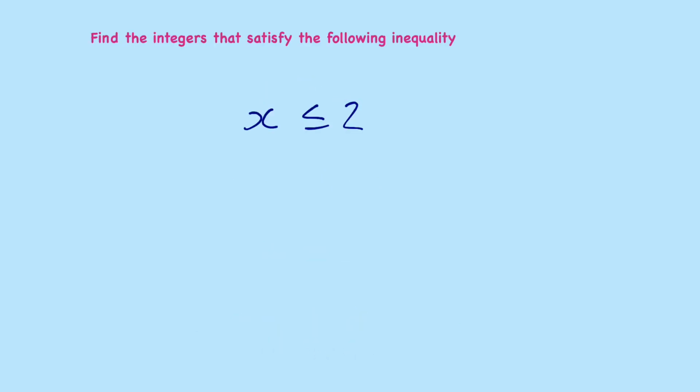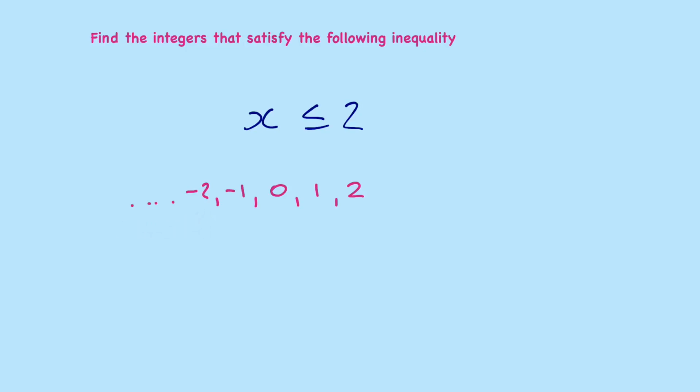Let's have a look at this example. So we've been asked to find the integers that satisfy the following inequality. Now, integer is just another way of saying positive or negative whole number. So if x is less than or equal to 2, the numbers that we could have as a solution are all the values below 2. So that would be 2, 1, 0, minus 1, minus 2, etc.